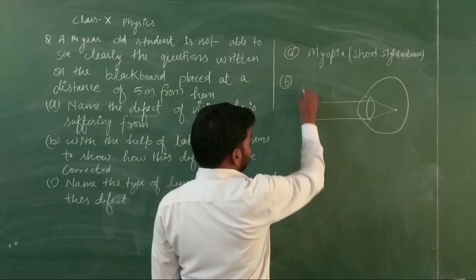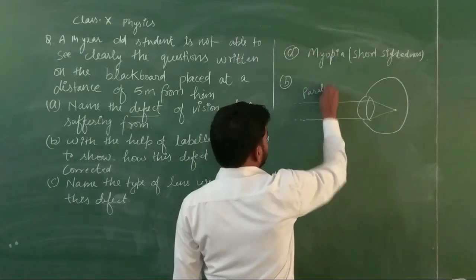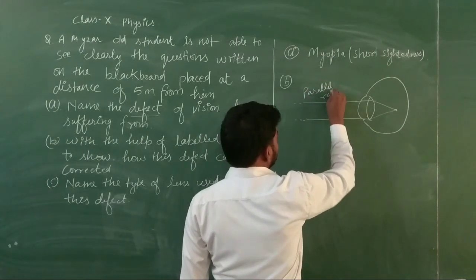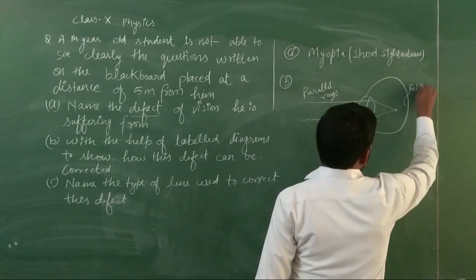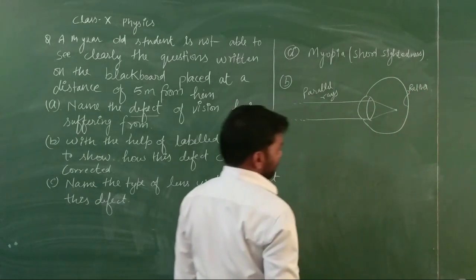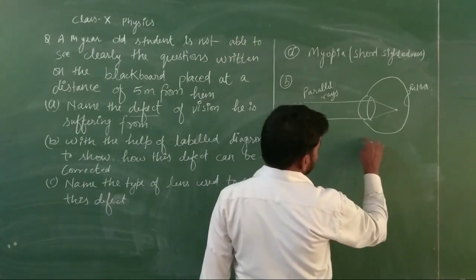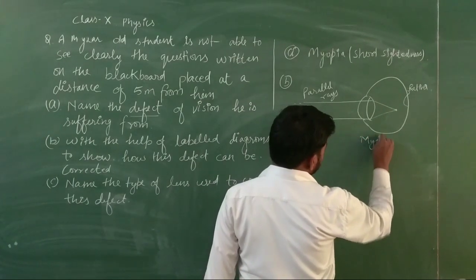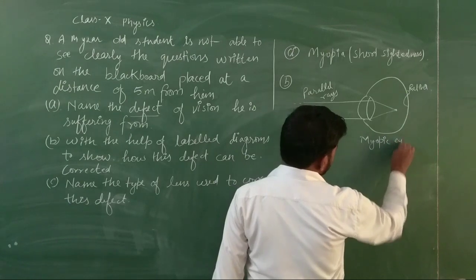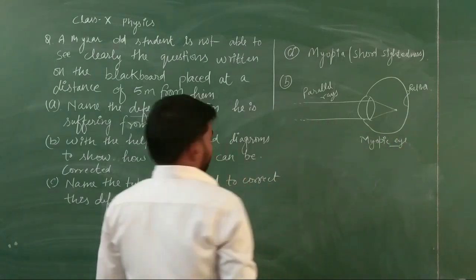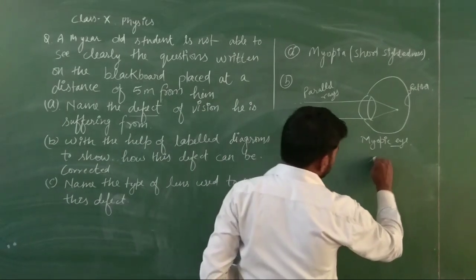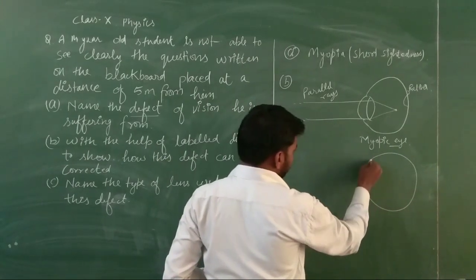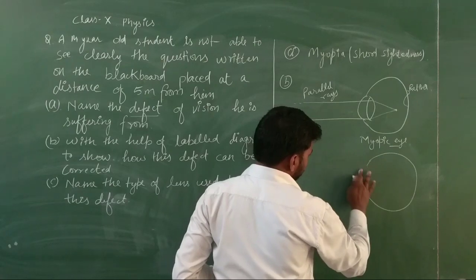If these rays are coming parallel, it is the retina, and it is myopia. Now we need to correct this defect. Definitely, which kind of lens will we use? Concave lens. So we will use a concave lens here.